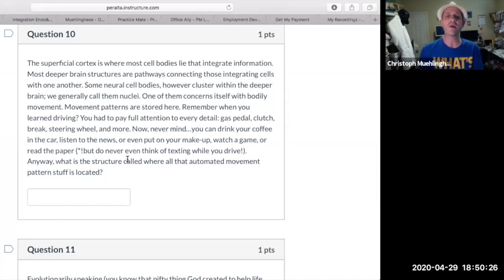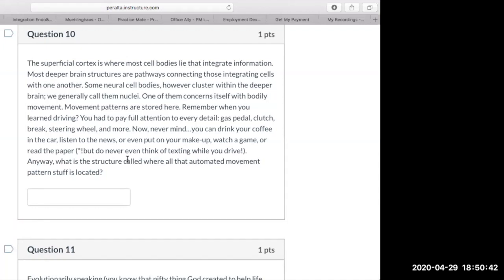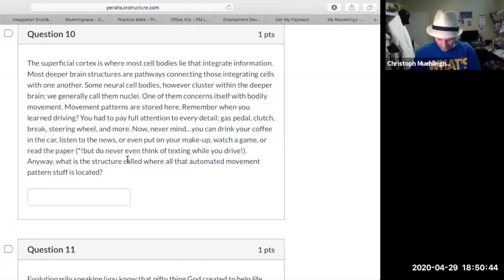Remember, when you learned how to drive, you had to pay full attention to every detail: gas pedal, clutch, brake, well, maybe not clutch, brake, steering wheel, and more. Now you can drink coffee in the car, but never text. Anyway, what's the structure called? The basal ganglia.